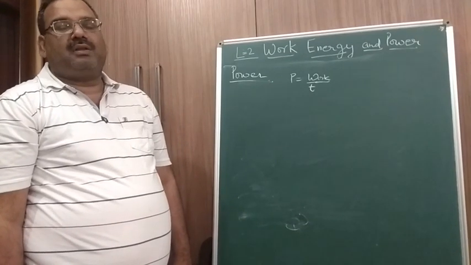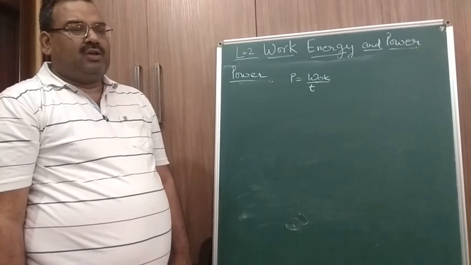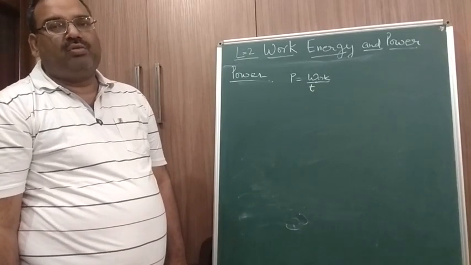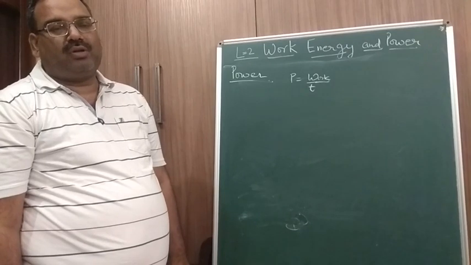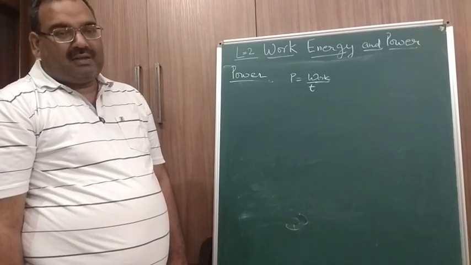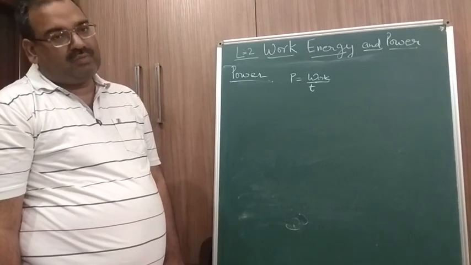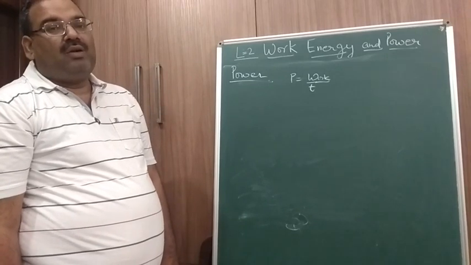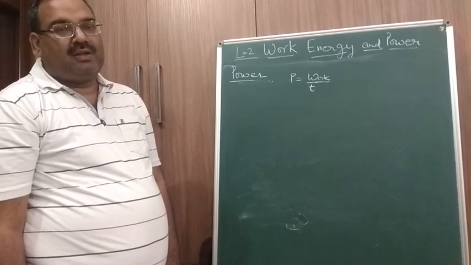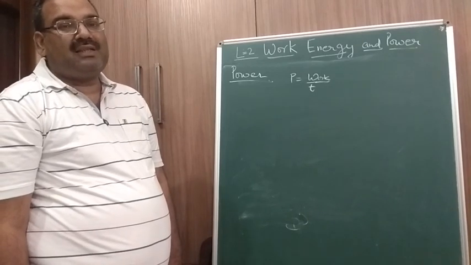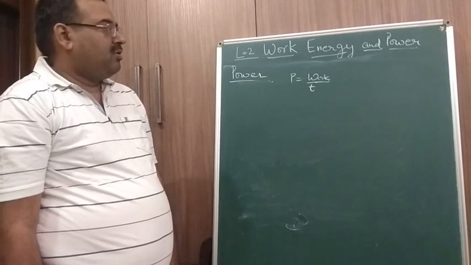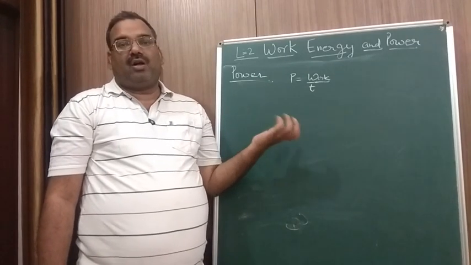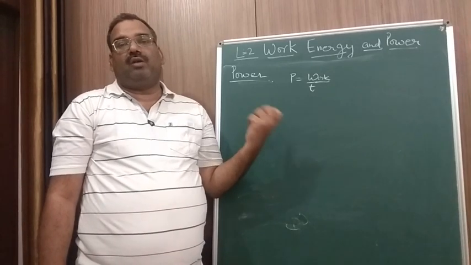Suppose two persons are climbing the stairs, like two boys of the same mass. They reach the same height, so they do the same amount of work. But if person A climbs it in 2 minutes and another one in 4 minutes, then the power of the first one is twice that of the second one. So power means how fast you can do that amount of work. Power of a machine means how rapidly it can do that amount of work.